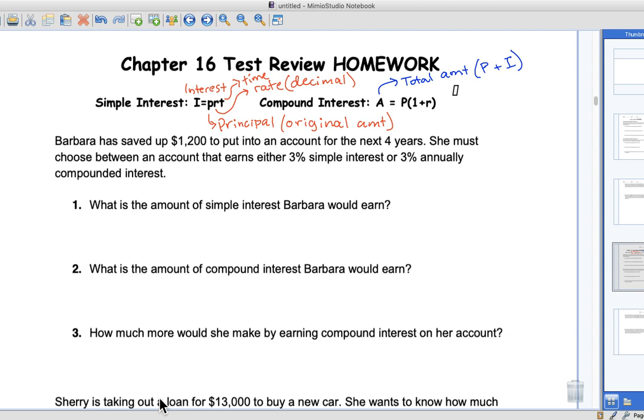Okay, number one, Barbara has saved up $1,200 to put into a savings account for the next 4 years. So there's two pieces of important information. $1,200 is my what? Principal. What is 4? Time. All right, she must choose between an account that earns either 3% simple interest or 3% annually compounded interest. So what is the rate that I'm going to be using? Mason said it earlier. 0.03.